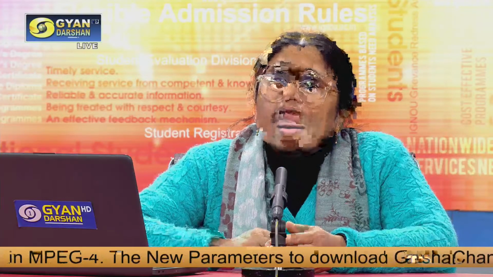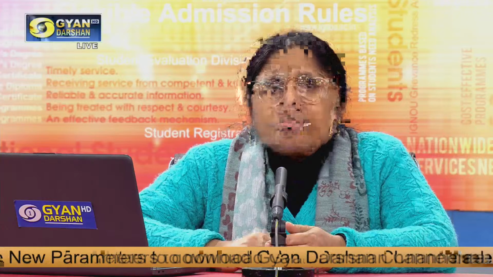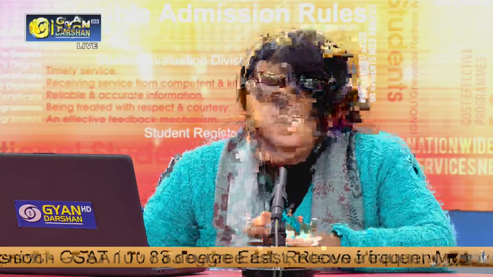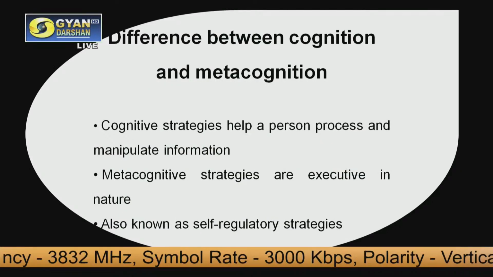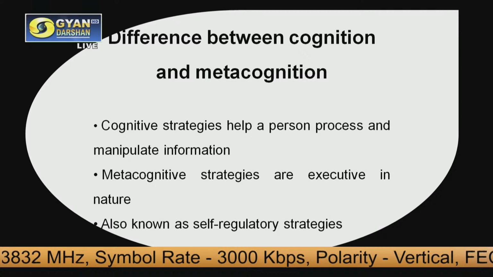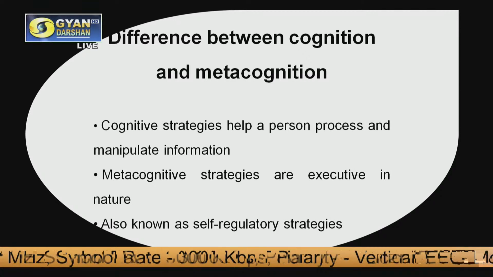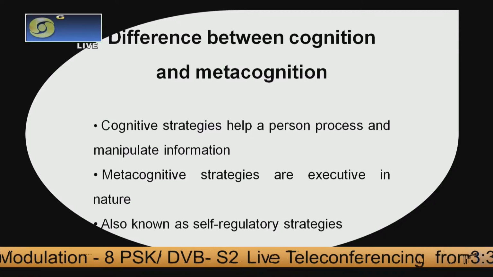Instead of that problem solving strategy, I have to use another one. So there the inner talk is taking place in the mind of the learner, so that we call it the inner language. Now again, when we look at the difference between cognition and metacognition, we can state that cognitive strategies help a person process and manipulate information. But these metacognitive strategies have to be implemented, executed. And also they are known as self-regulatory strategies.